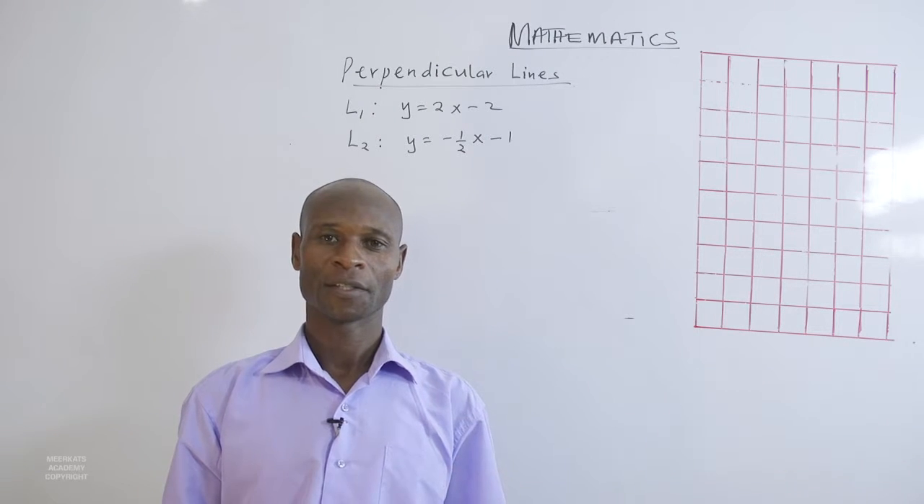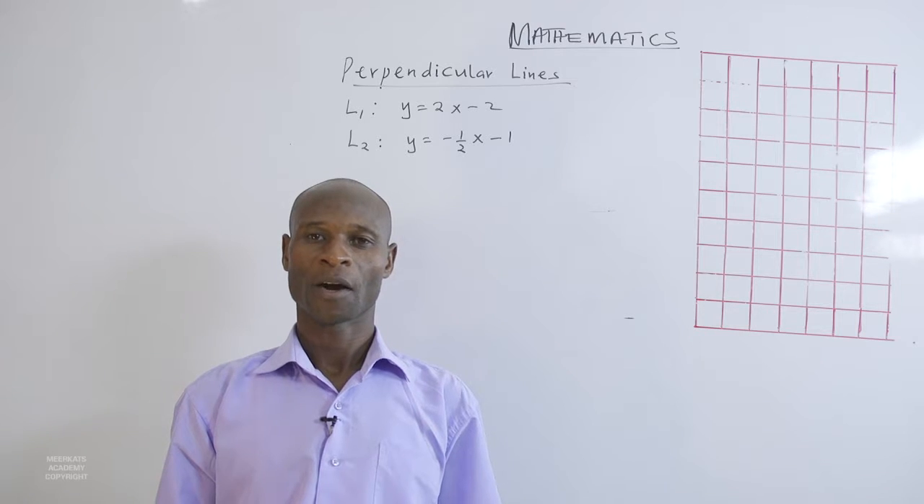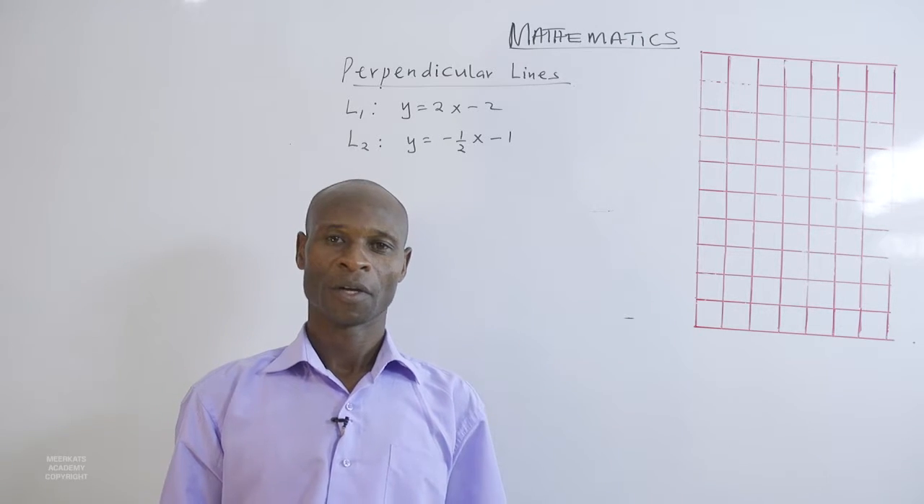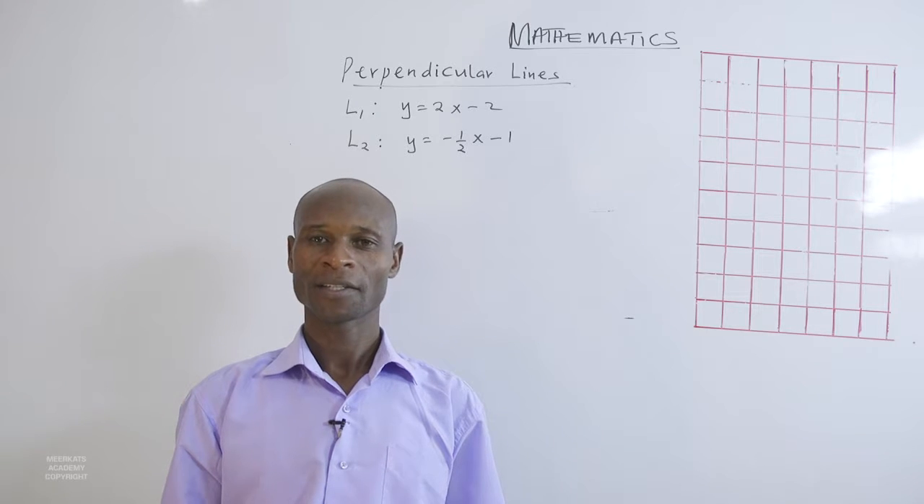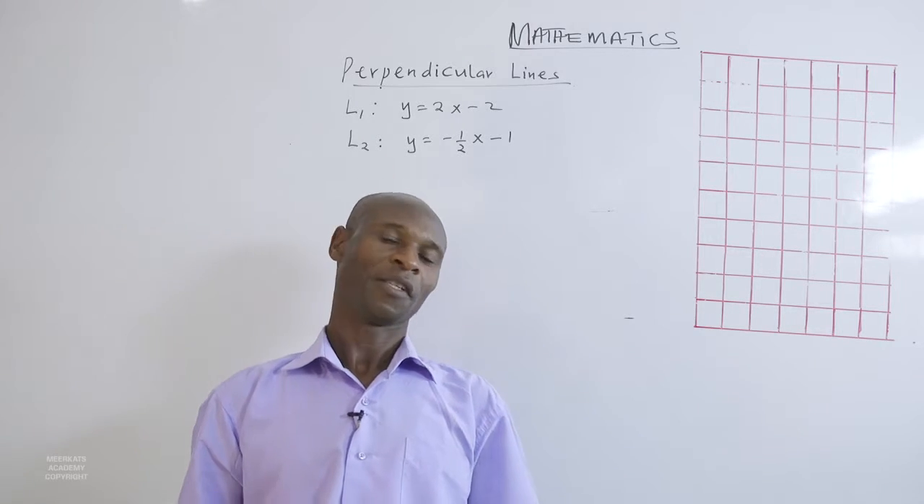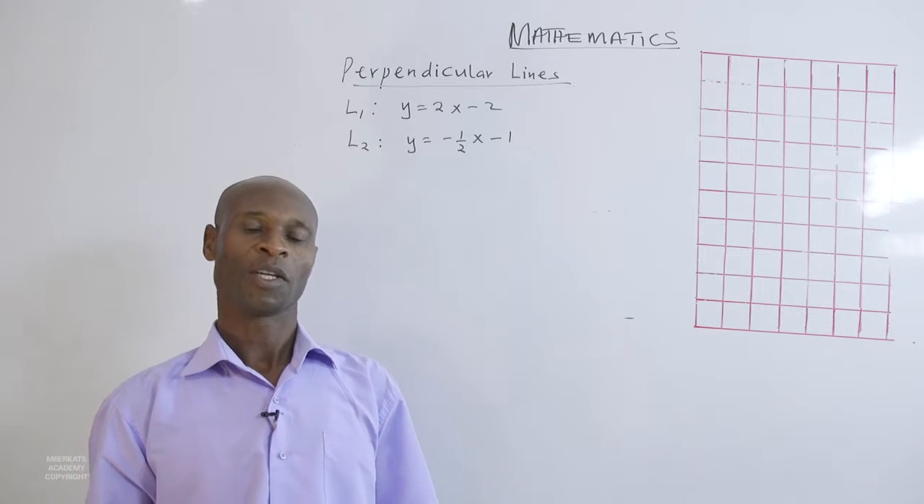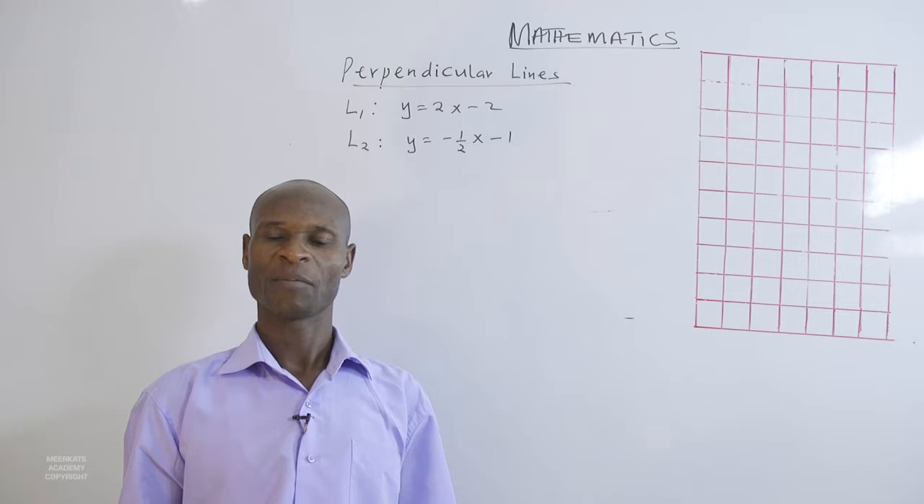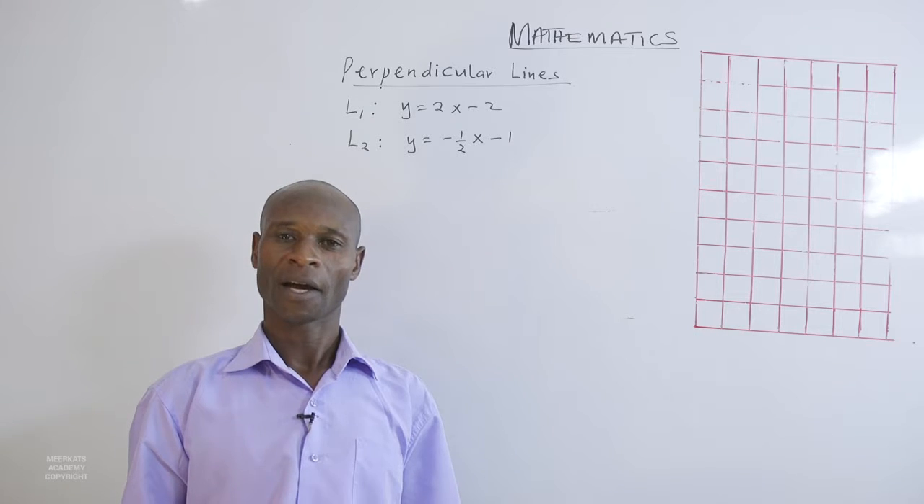In our previous lesson, we looked at how we can find the gradient of parallel lines, and we established the relationship of the gradient of parallel lines as m1 is equal to m2. That means when two lines are parallel, they have the same gradient. We went ahead and obtained the equation of a line which is parallel to another given line if you are given a point where the line is passing through.